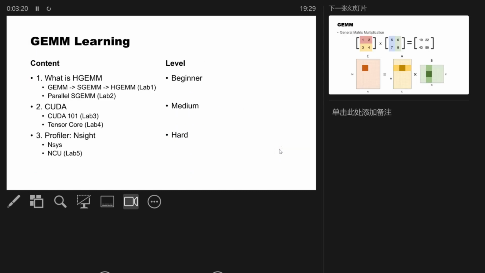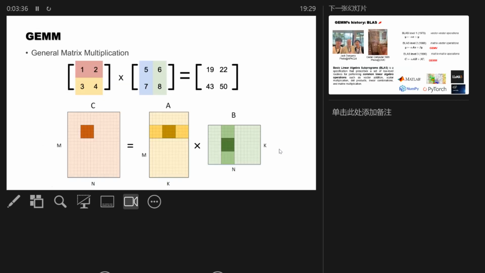As for today's introduction, I will first introduce what HGEMM is. Secondly, I will introduce how to use CUDA to write it. Thirdly, I will give an introduction to the profiler that can profile your program.